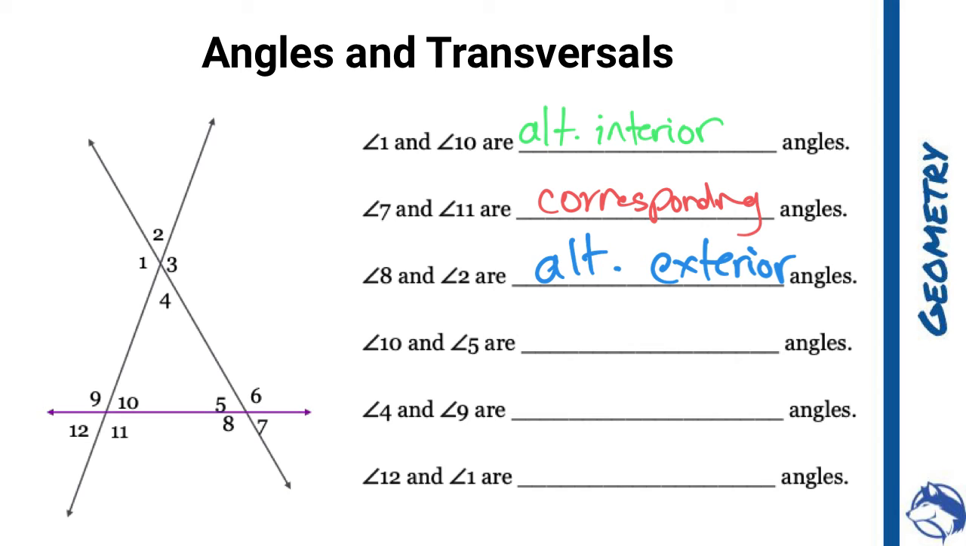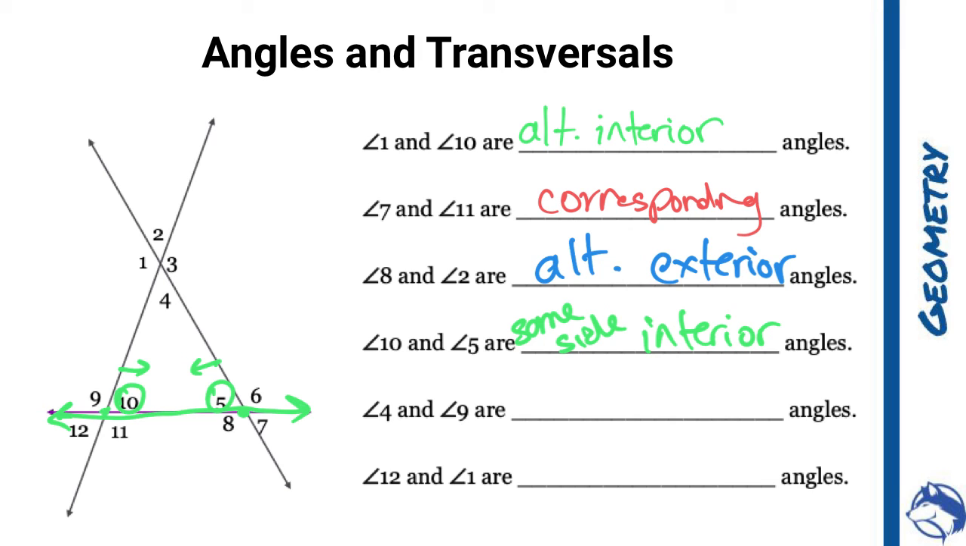So I've got angle 10 and angle 5. And that makes this my transversal. And so since these are on the inside, I know it's interior. And they're on the same side, so this is same side interior angles.